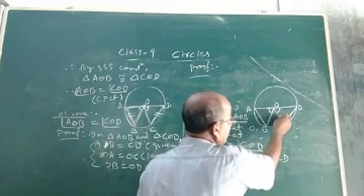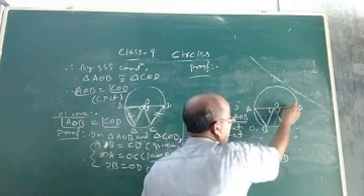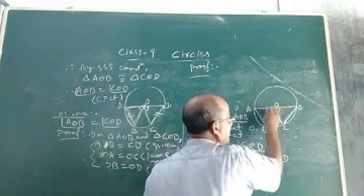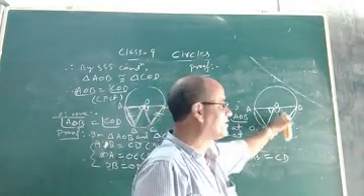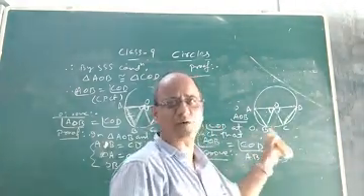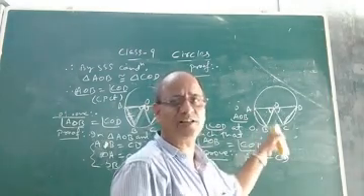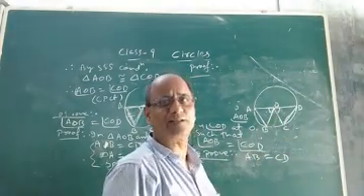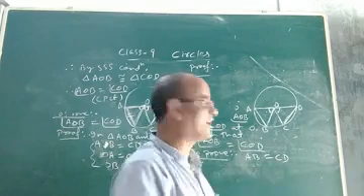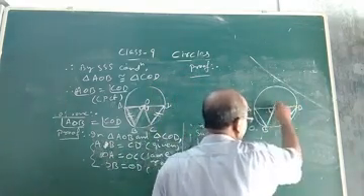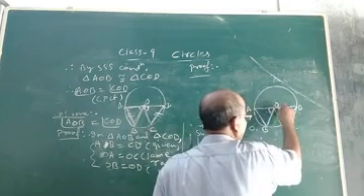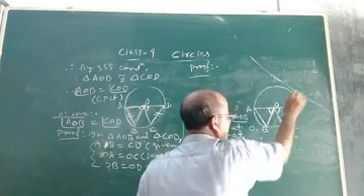So OB will be equal to OC, OA will be equal to OD, and these two angles are given equal. We got the three matching parts. Which congruence condition do these three matching parts satisfy? It satisfies the side angle side. OA equal to OD, OB equal to OC, and angle AOB equal to angle COD.